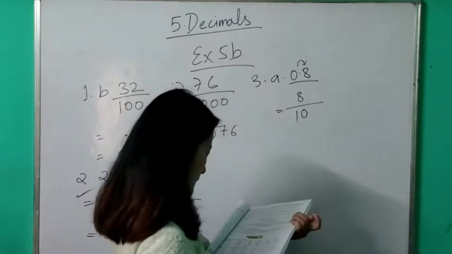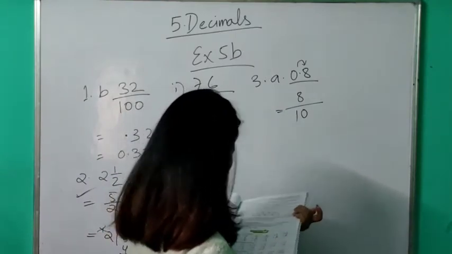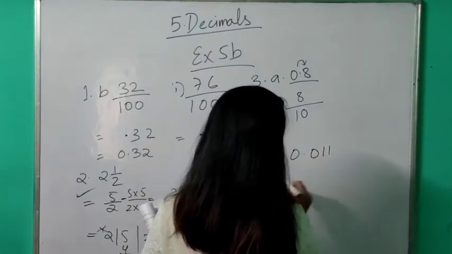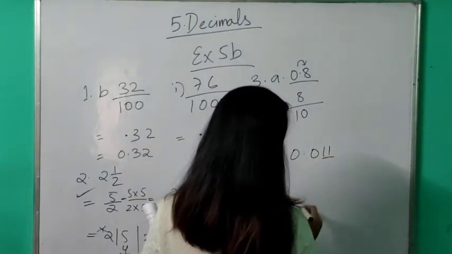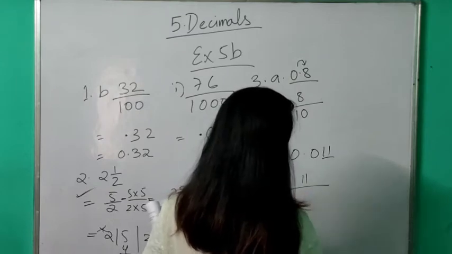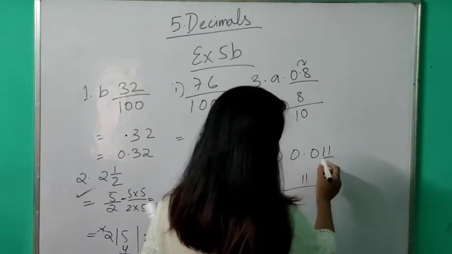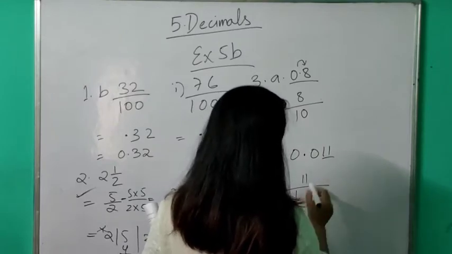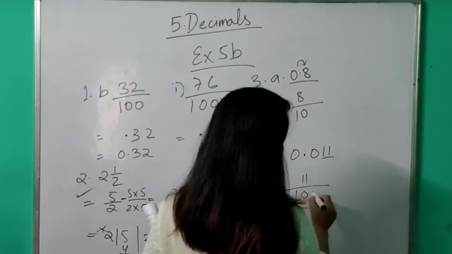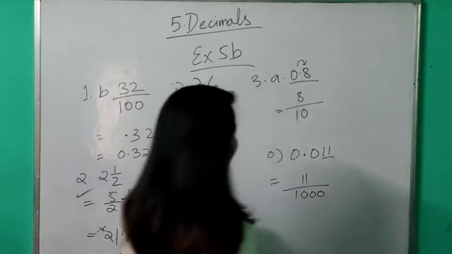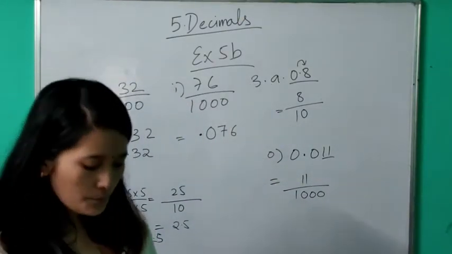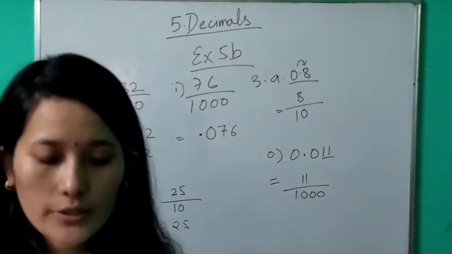Now similarly, let's do 0.011. So what is the digit? 11, right? How many digits after the decimal point? 3. So you place 1 here, and how many zeros will you place? 3. So this would be your answer, just the reverse of what we did with question number 1. Okay, so I hope you can solve the other questions.